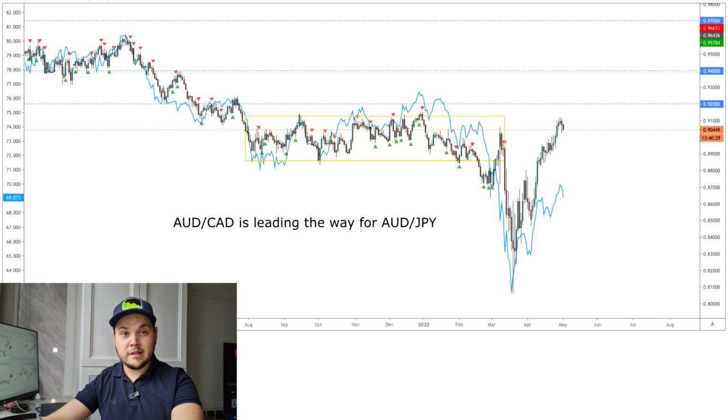So you can look at that, and these are things that you can use maybe to add confluence to a trade. So let's say you have a trade on AUD JPY, and AUD CAD moves first, then you can have a better confluence for your trade on AUD JPY.